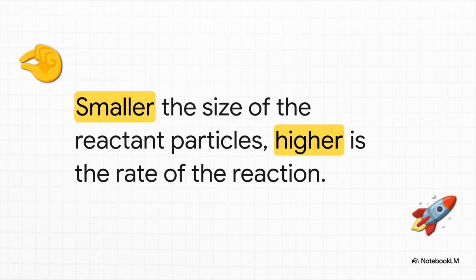Let's just take particle size for a second. If you drop a solid piece of tile into acid, yeah, it'll react, but slowly. But what if you crush that same tile into a fine powder? It reacts way, way faster. Why? Because you've created a massive amount of surface area for the acid to attack all at once. Smaller particles just mean a faster reaction.